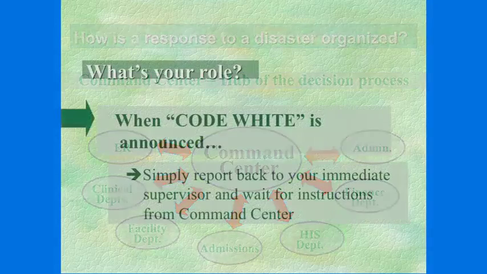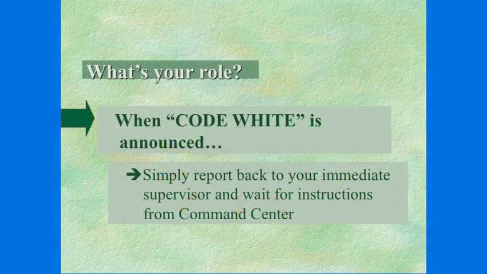All right. However, that said, if a code white is announced, unless you know specifically that you're the one that's supposed to report to conference room 3, you're going to go back to your immediate supervisor and wait for instructions. The rationale behind that is, can you imagine if everybody descended upon conference room 3, we're going to have to call another code white because now we're going to have an internal in the lobby area. So just report back to your immediate supervisor and wait for instructions.